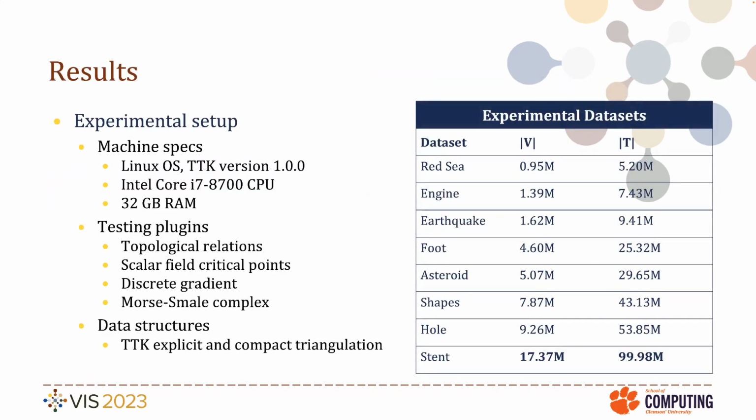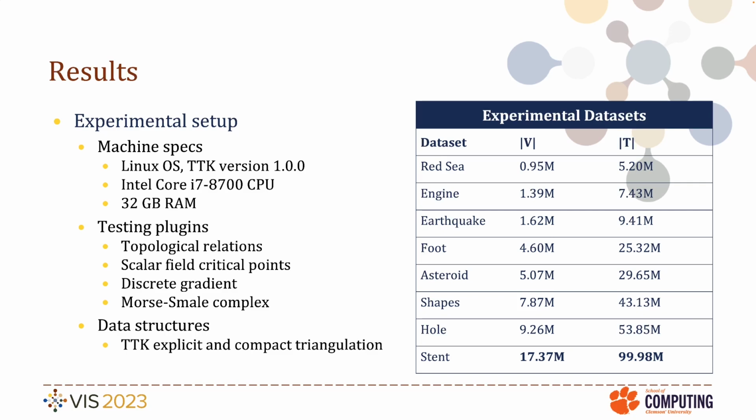Before we move to the actual results, let's look at the experimental setup first. We test our data structures on a Linux machine with TTK version 1.0. The machine is equipped with an Intel Core i7 CPU and 32GB RAM. We test our data structure with many different topological algorithms. The first one is just to extract different topological relations from the mesh. The second one is to extract the critical points, such as minima, maxima, saddles, based on the scalar field value. And the next one is to compute the discrete gradient on the mesh and also the Morse-Smale complex.